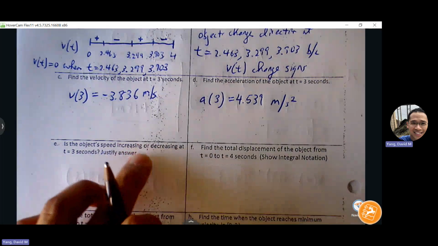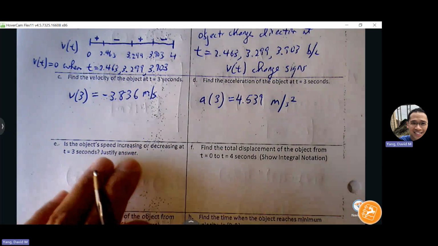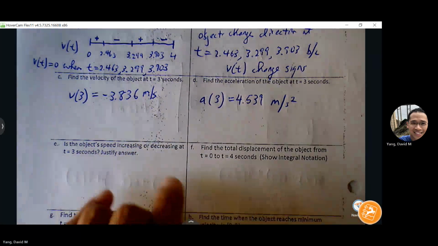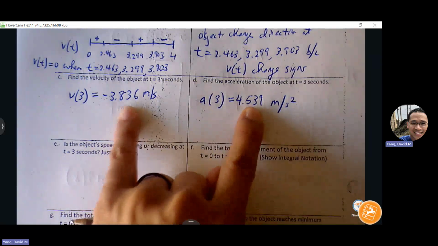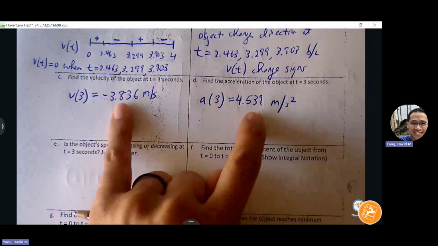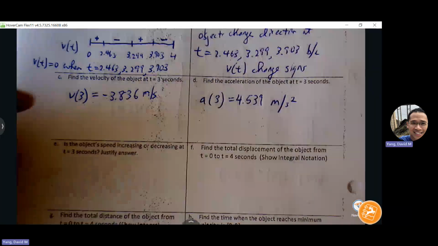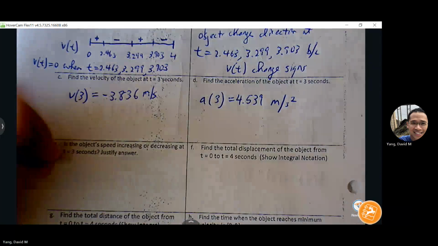Okay, is the speed increasing or decreasing at t equals 3 seconds? How do we determine increasing, decreasing speed? Compare signs, right? What does that tell us? Decreasing because, yeah, different signs, right? Speed is decreasing.